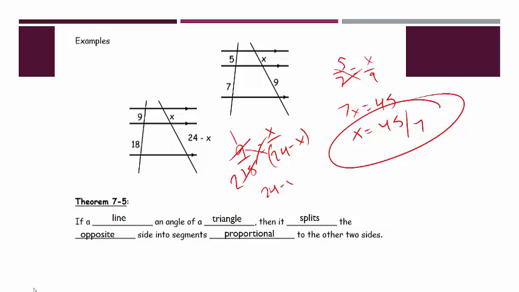So I get 24 minus x equals 2x. Add the x over, that becomes 3x. Okay, so we should end up getting 8 for that. I did work through that very quickly because it's not really that new to us.